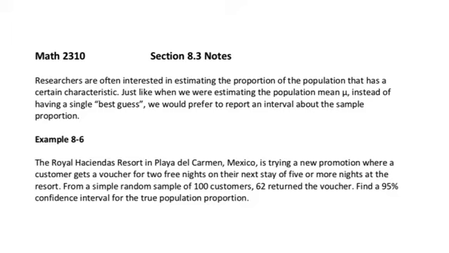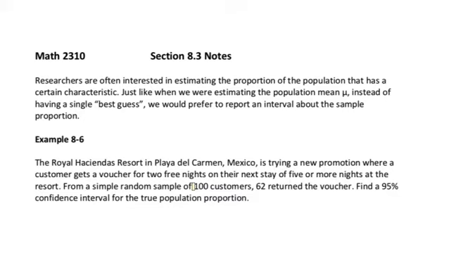So let's look at example 8.6. It says, the Royal Haciendas Resort in Playa del Carmen, Mexico is trying a new promotion where a customer gets a voucher for 2 free nights on their next stay of 5 or more nights at the resort. From a simple random sample of 100 customers, 62 returned the voucher. Find a 95% confidence interval for the true population proportion.